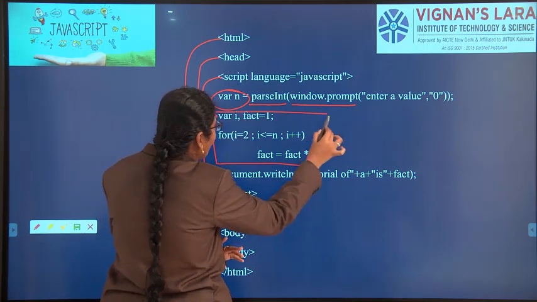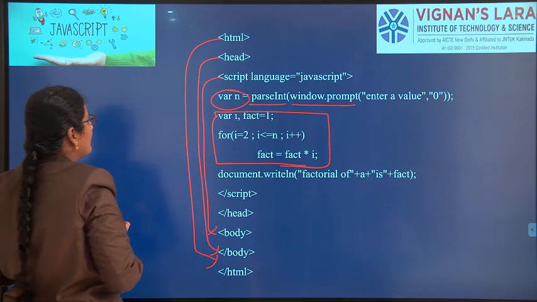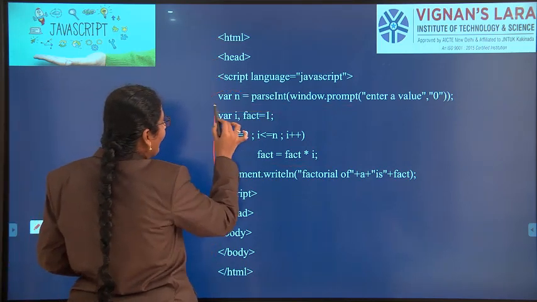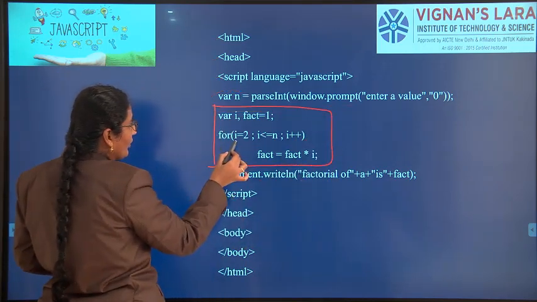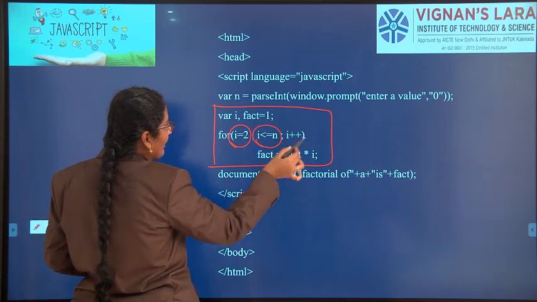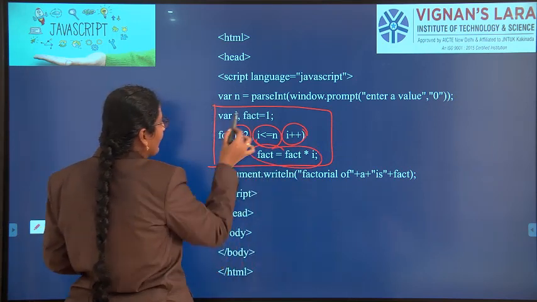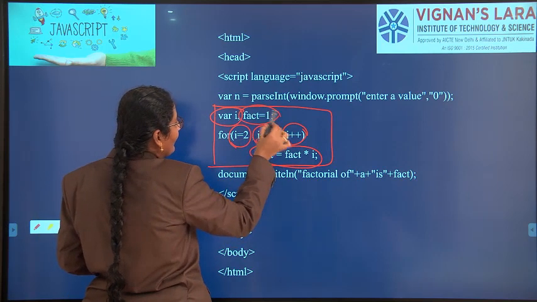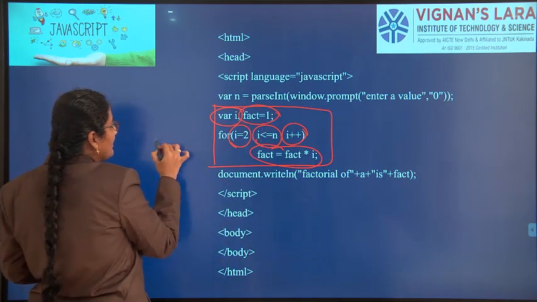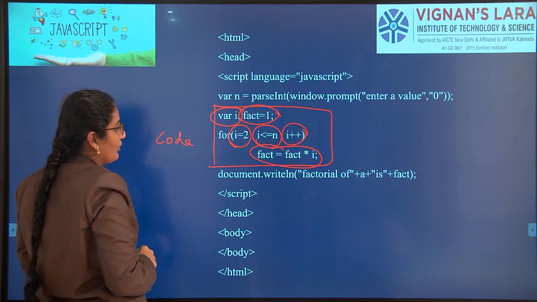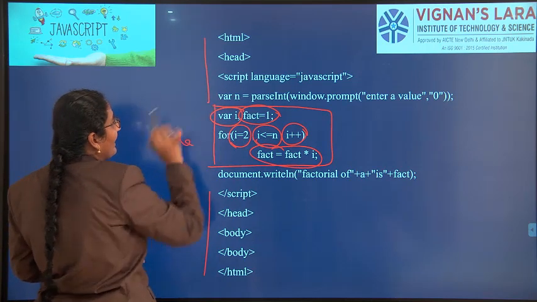And this is the code for finding the factorial of the number. See, taking a number, having a for loop. I already told you: i equal to 2, i less than or equal to n, i plus plus, for loop. Fact equals fact into i, an expression. Taking the variables i and fact, initializing fact to 1. All this is the code for finding the factorial. Closing tags and opening tags you know.